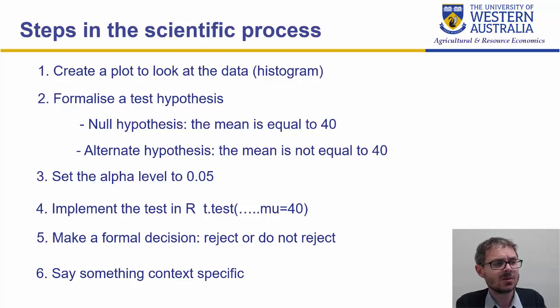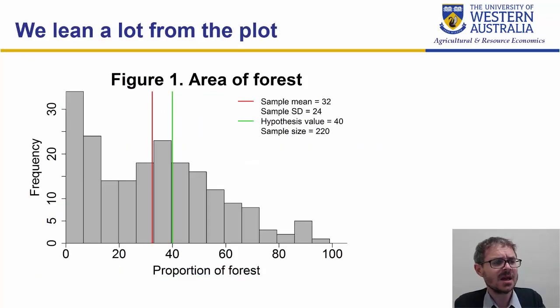The plot for this one was pretty informative, I thought. We saw that the sample mean was 32. There's quite a bit of variability in these measurements. The hypothesis value that we're looking at is 40. So we want to know, is 32 statistically different from 40? And we've got quite a few measurements.